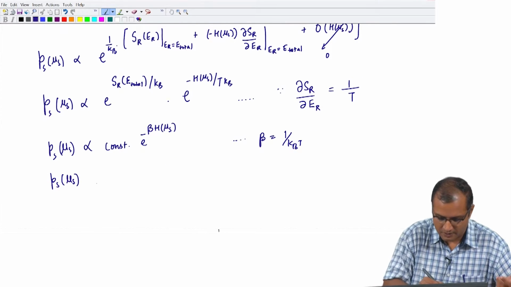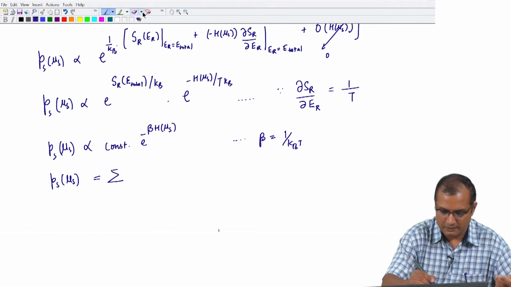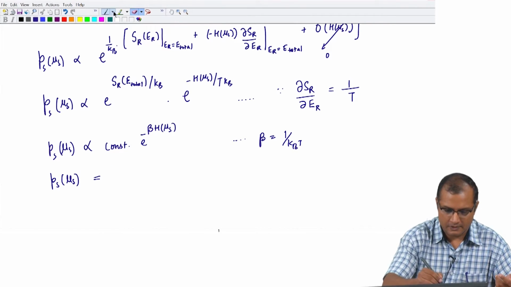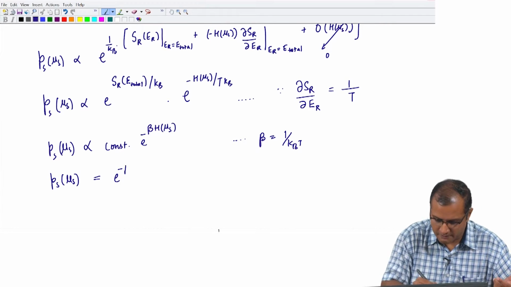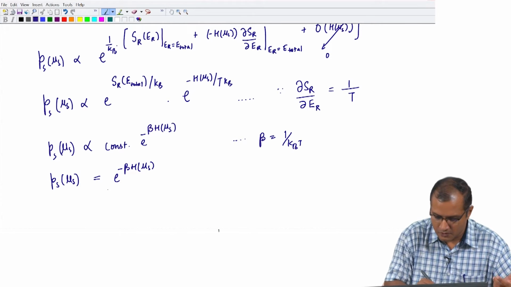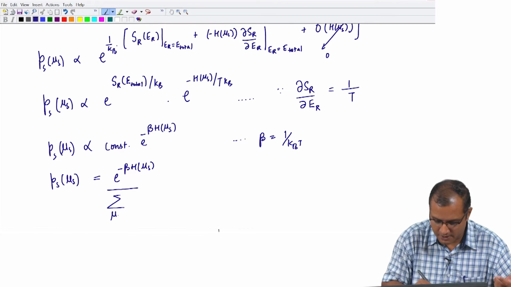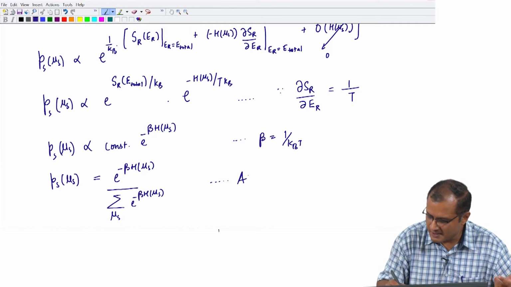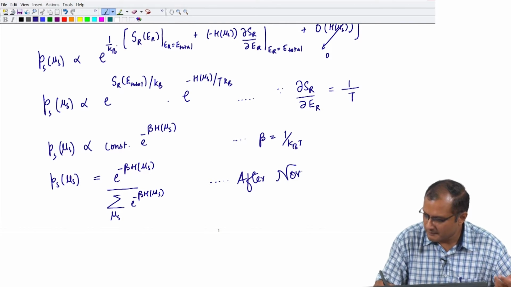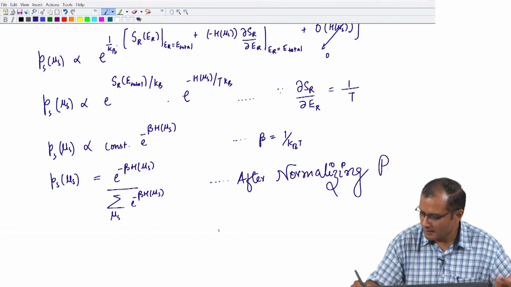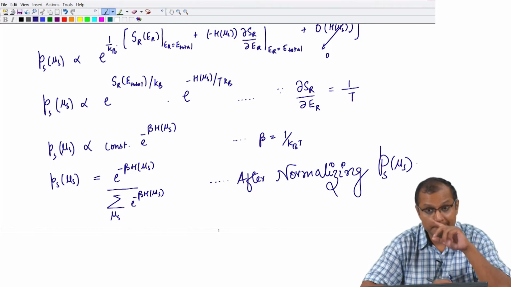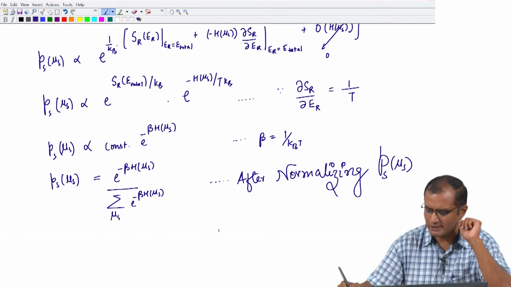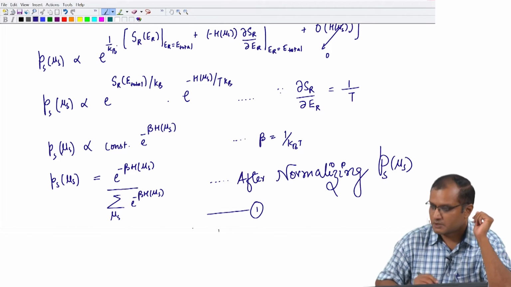Okay. I am going to simply write it as e to the power minus beta h mu s over the summation over all microstates e raised to minus beta h mu s. So, this is basically P of mu s after normalizing. Okay. Now, let us call this equation 1, we have not labeled any equation so far.